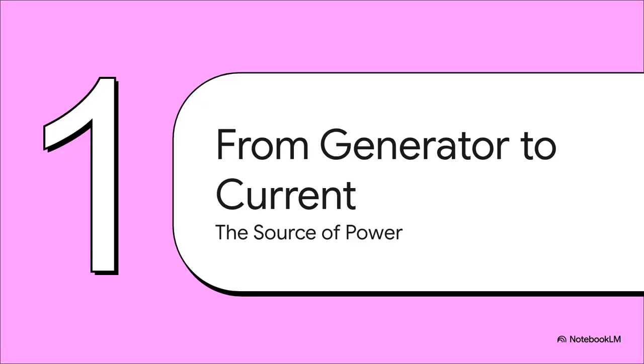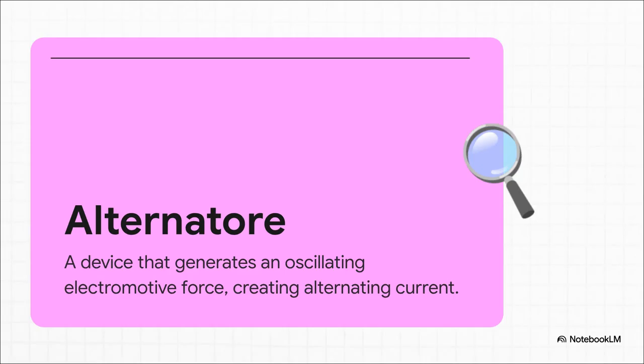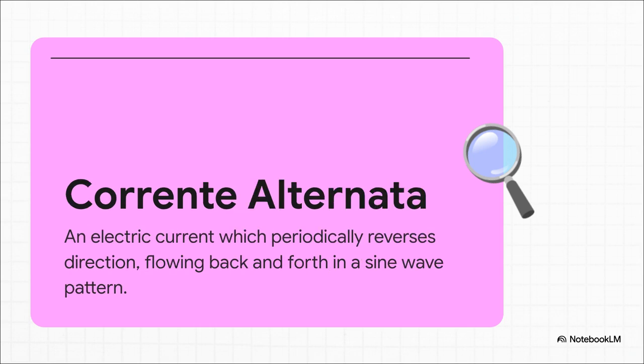So, where does all this energy even come from? It all starts with generating an electrical force. And it's not magic. It's a machine, a spinning machine that's the beating heart of our entire power grid. So, at the very heart of it all, you've got this machine, the alternator. What it does is it spins a magnet inside a coil of wire, turning that physical motion into electrical energy. But here's the key part. Because it's spinning constantly, the force it creates isn't steady. It oscillates, it pulses. And that pulsing force creates what we call alternating current.